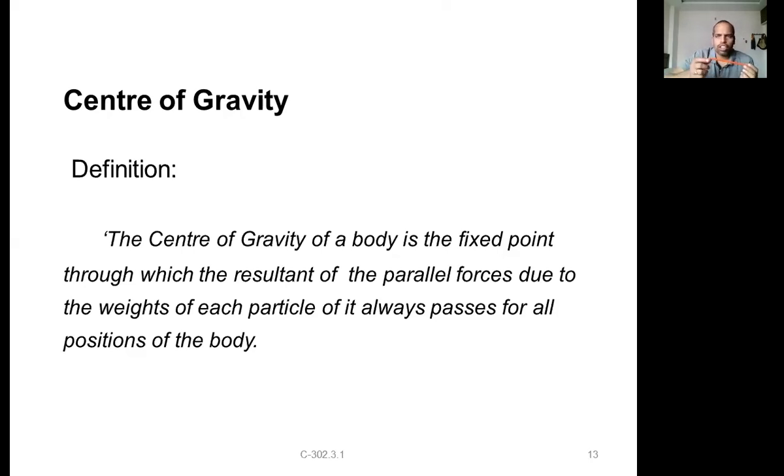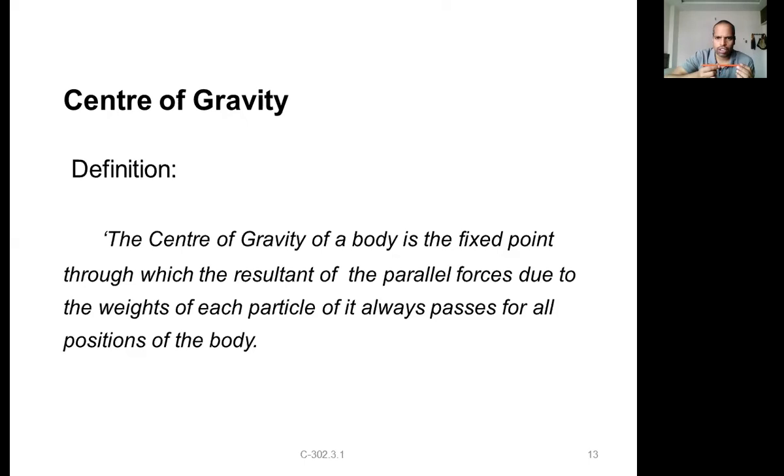Each particle has weight, which is nothing but gravitational force. Because of that weight, the earth pulls it downwards. That is also a force. The body has several particles, and each particle has a vertical downward force, gravity.